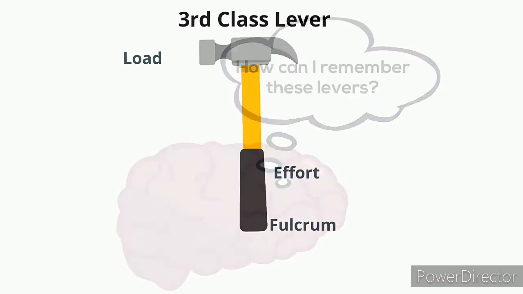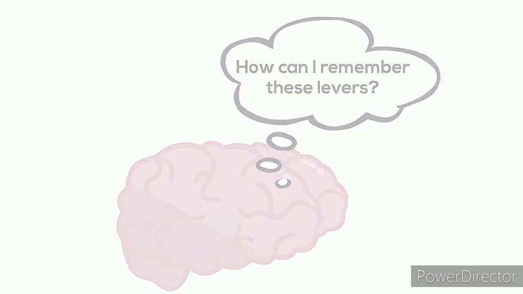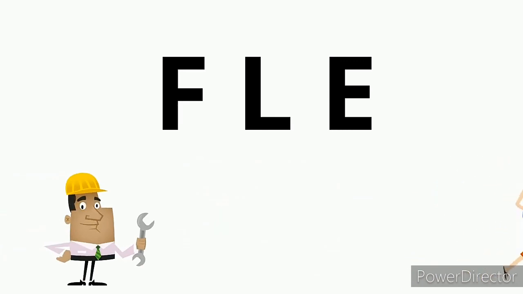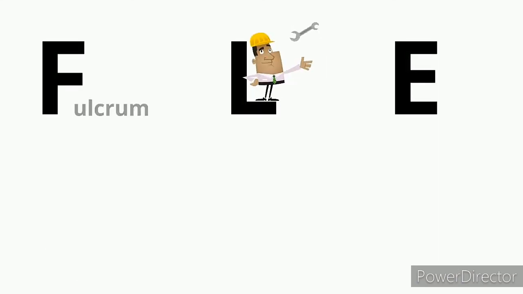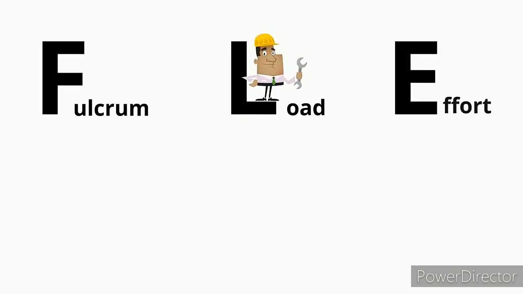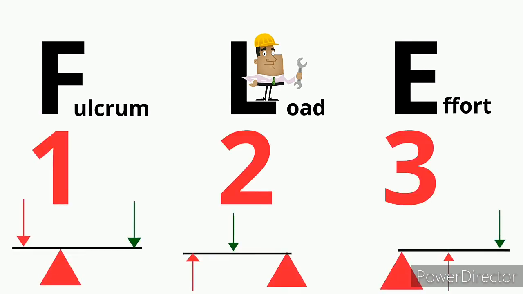Now let's take a look at this easy mnemonic device to help you remember the different class levers. First, you write out FLE, kind of like you're fleeing from someone chasing you with a lever. Next, underneath, write 1, 2, 3. The letters stand for fulcrum, load, and effort, and tell you what's in the middle. The 1, 2, 3 is the type of class lever.